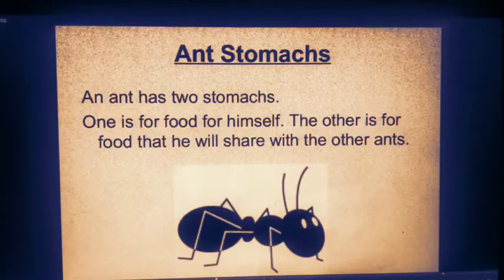An ant has two stomachs. One is for food, the other is for food he will share with other ants. Isn't that interesting?